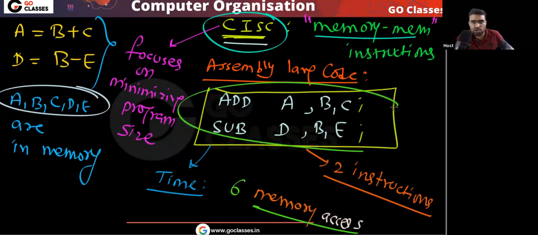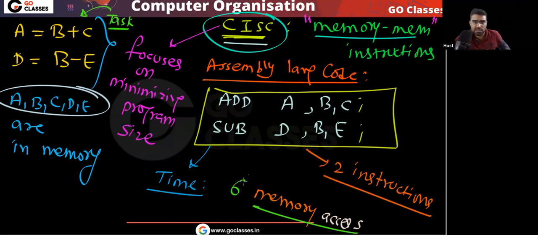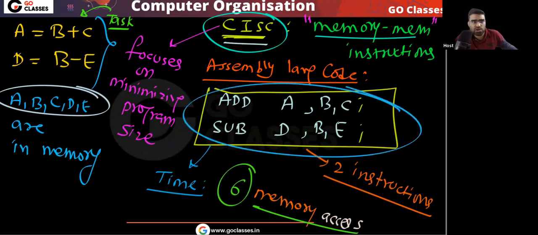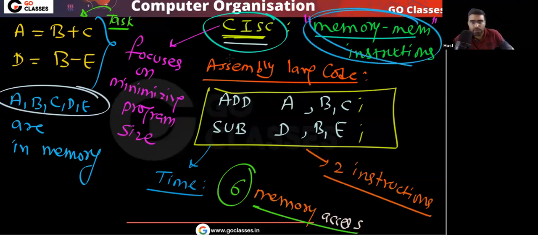Only 2 instructions for this task. So for this task, you need 6 memory accesses in the CISC computer. The CISC computer is focusing on reducing the program size, and to reduce the program size it uses memory instructions. In the memory instruction, remember one thing, all the operands come from main memory. We have already seen this.